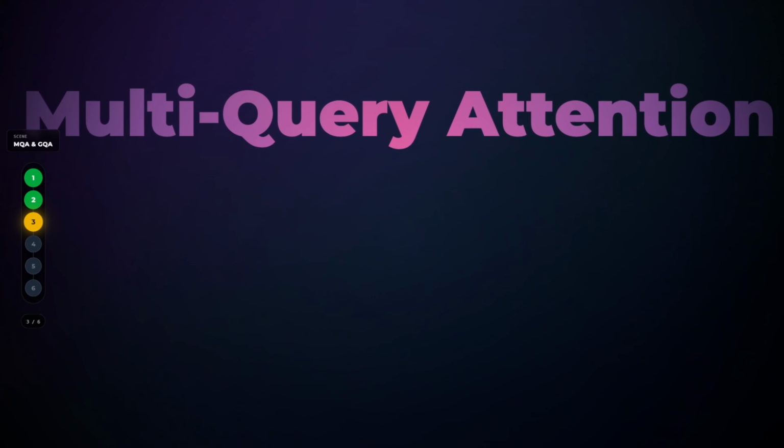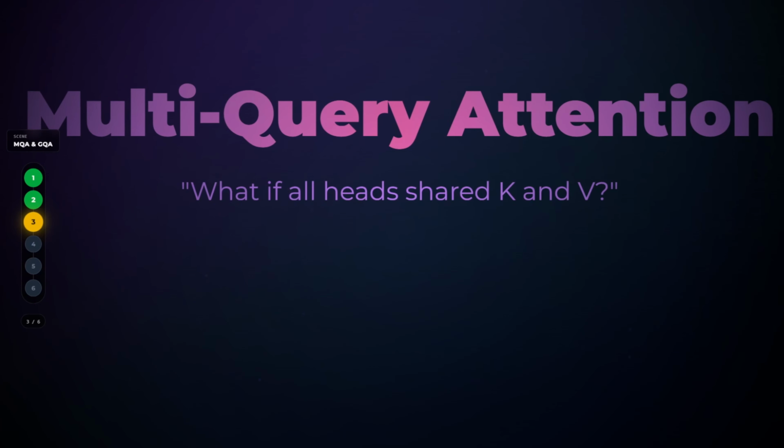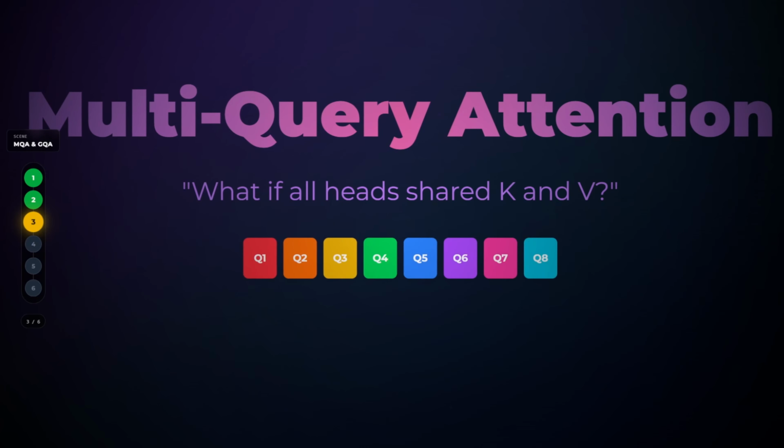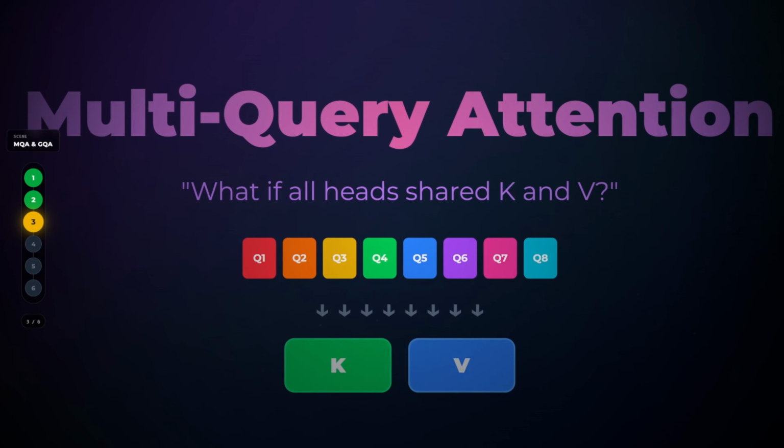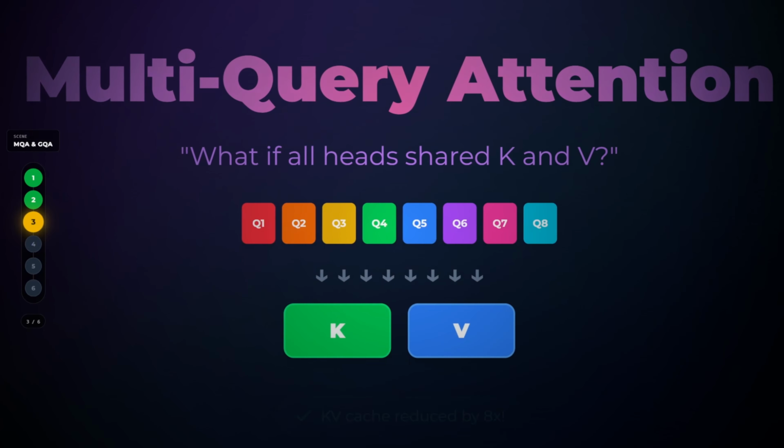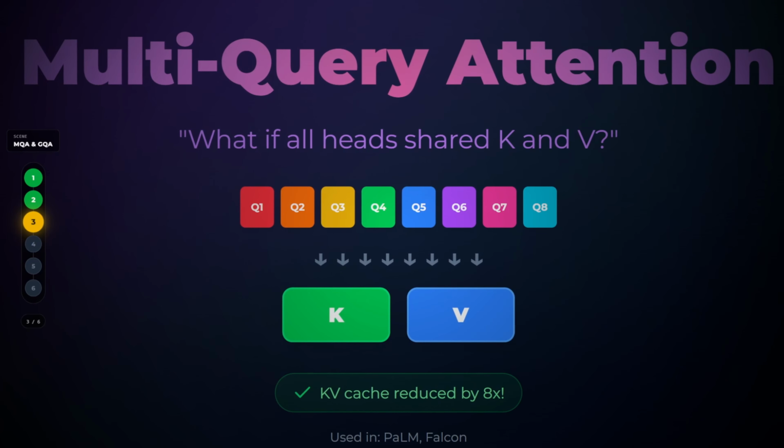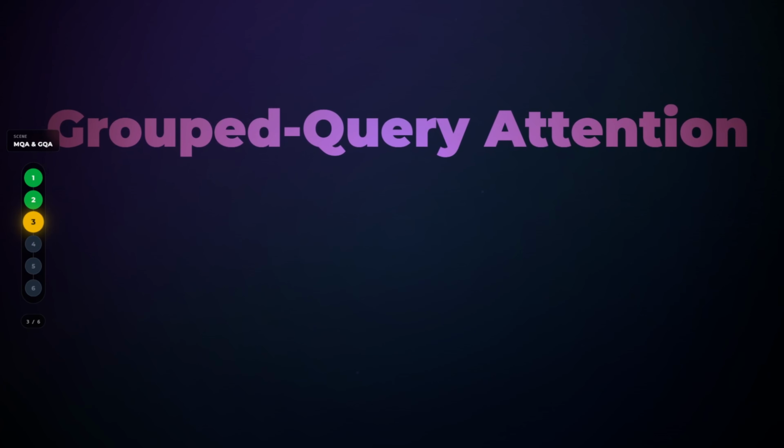Enter multi-query attention, or MQA. The key insight: what if all heads shared the same keys and values? Each head still has its own query projection. They all look at the same K and V. This dramatically reduces the KV cache size. Models like PaLM and Falcon use MQA for faster inference. But sharing everything can hurt model quality.